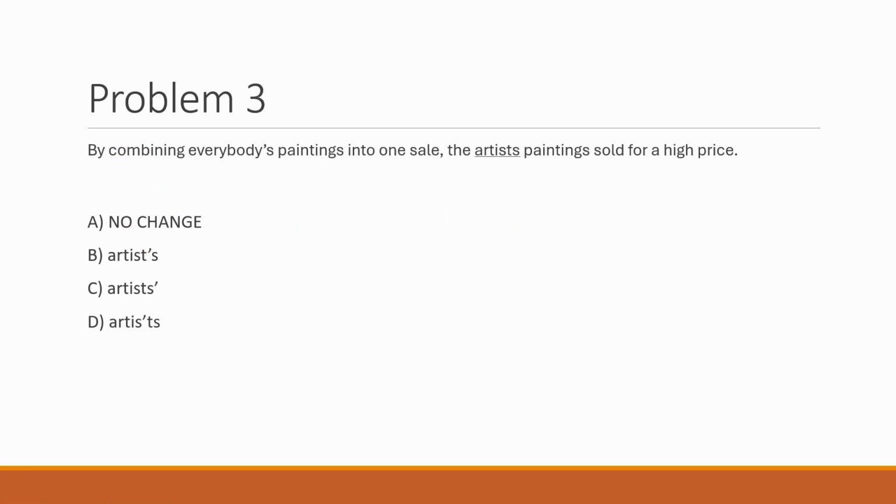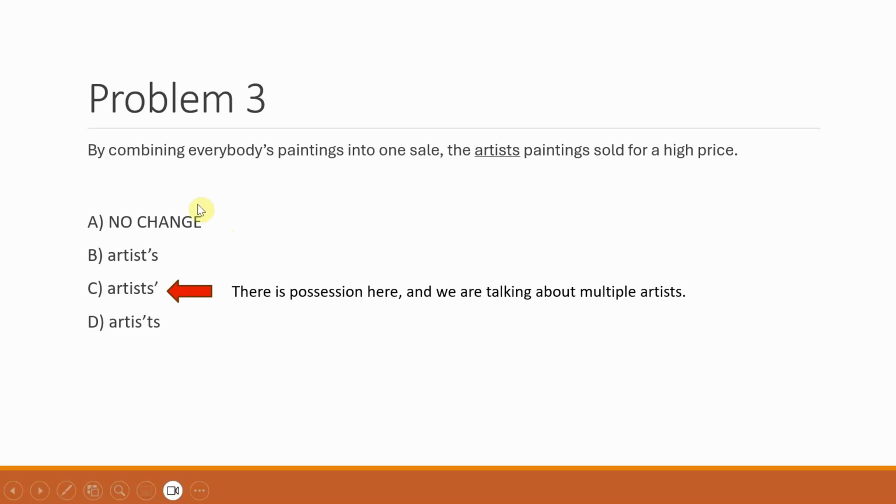Problem 3. The answer on this one is C. That's because, again, we have possession. But the difference from the previous one where I had just one John is that here I have several artists who owned these paintings. I know this because they said we're combining everybody's paintings. So that's several people into one sale. I'm talking about all of those artists' paintings being sold for a high price.